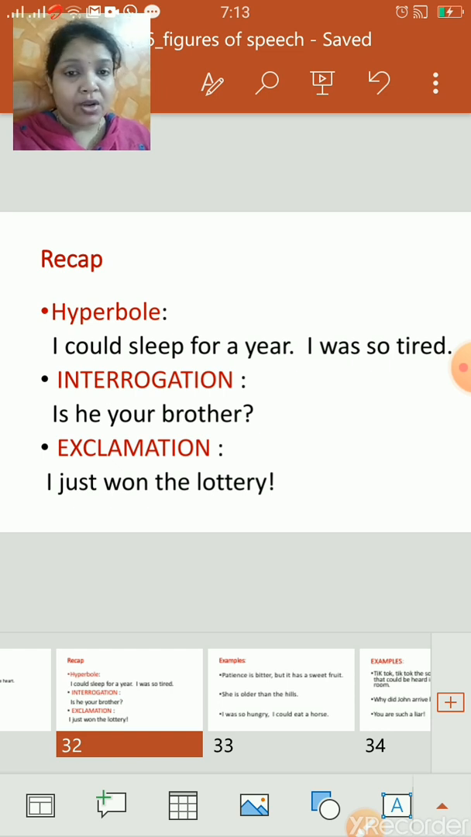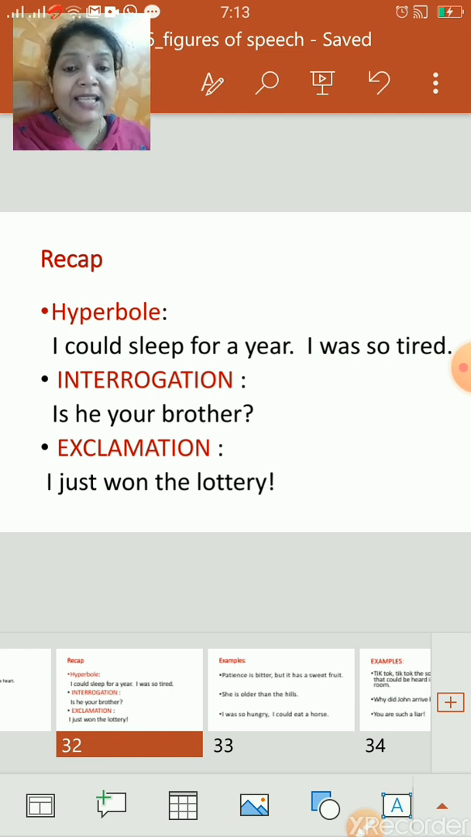Next one is interrogation. Anything with a question mark, something which we are asking. It is something like, is he your brother? Yes, he is my brother. Or something like, are you going for dinner today? Yes, they are going for dinner. So something in question form is called interrogation.